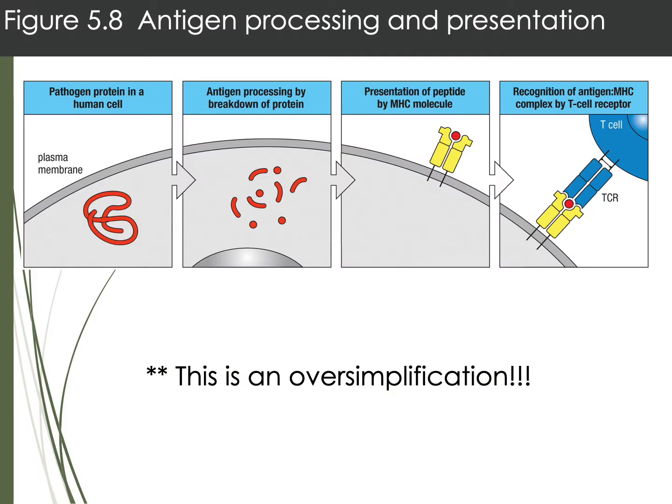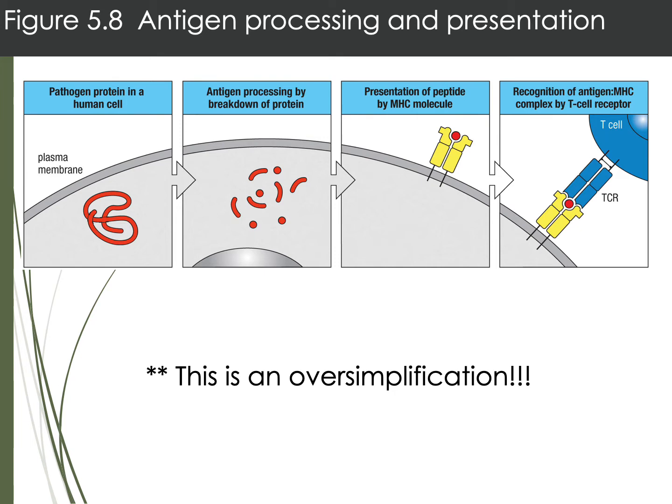So this is an oversimplification of what's going on here for processing and presenting, but the idea is that we've got some kind of protein in the cell. It's going to get broken down, and then it gets presented on an MHC molecule, and then gets presented to a T cell. Huge oversimplification. So I would say this level of understanding might get you a C response at best.